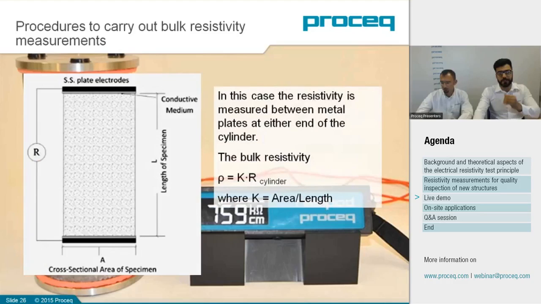Provided you've done that, as you can see in here, you will have the resistivity then calculated. K is the area divided by the length of your specimen, times the resistance of the actual concrete cylinder, and that will become your resistivity. And that's as simple as that. The difference in this case is that we're looking at the resistivity of the entire specimen in comparison to the surface that we just showed you and did a little demo for.